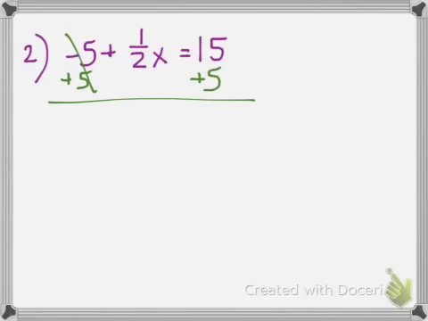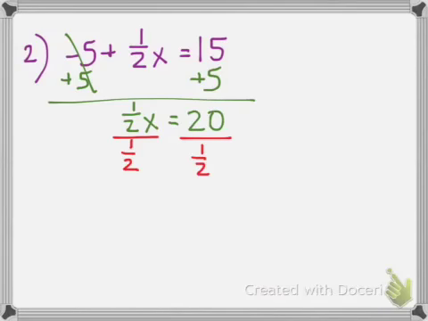And on the left side, I'm left with 1/2 x, bring down my equal sign. 15 plus 5 I know is 20. And then, so now I have to divide by my coefficient, so divide both sides by 1/2. On my left side, these will cancel out, so I'm left with x. And then on my right side, I have a complex fraction.